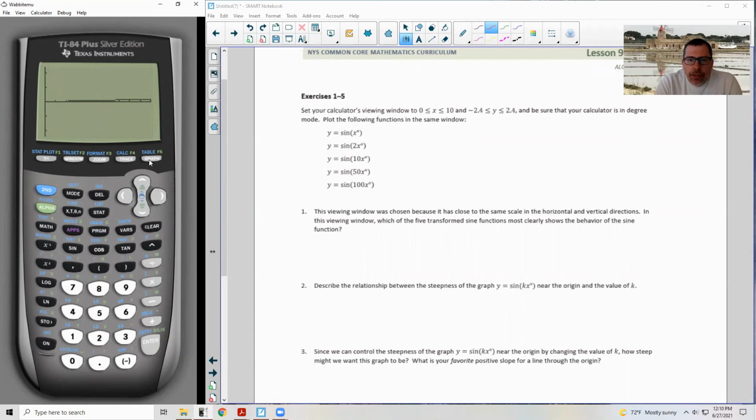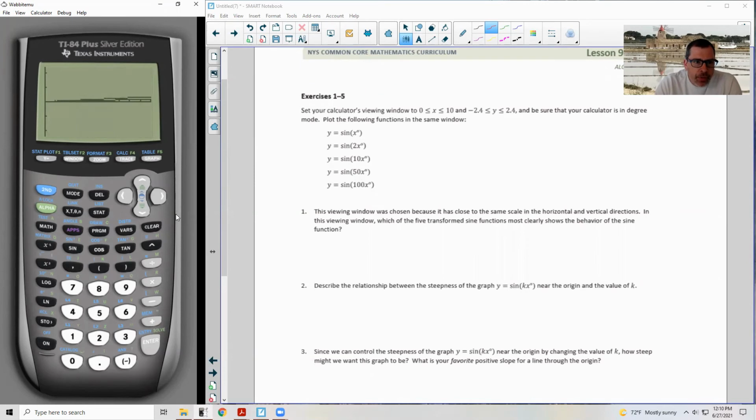So plot the following functions in the same window. So I want to plot y equals sine x. So there it is. And then I want to go to y equals, and I want to do sine 2x and hit graph. Okay, so what's happening there?